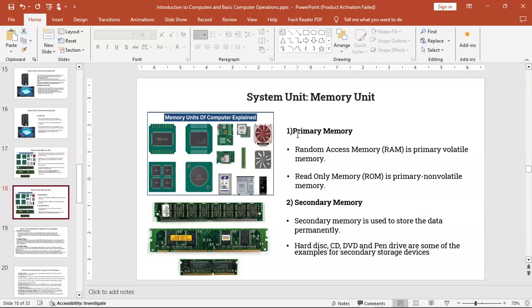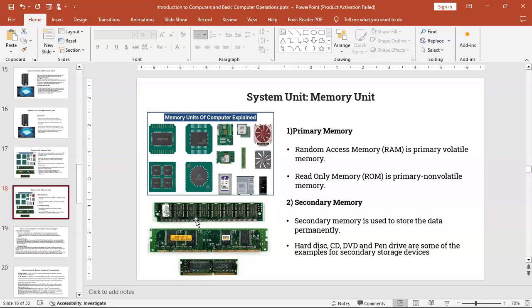Let's look at the secondary memory. Secondary memory is used to store data permanently. For example, we have hard disks, CDs, and DVDs. Remember, in those days we used to store data on CDs, but right now we don't use that anymore. We mostly use the hard drive. Every computer has a hard drive, internal or external. You can purchase an external hard drive. We also have USB keys and flash drives.